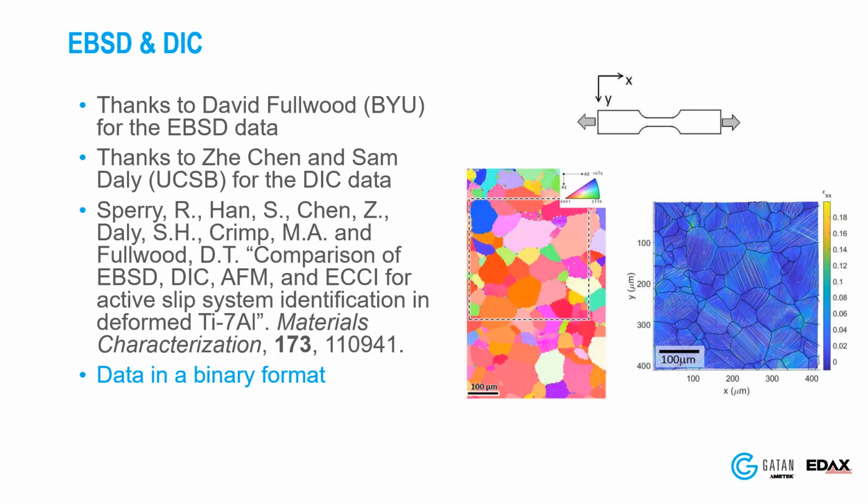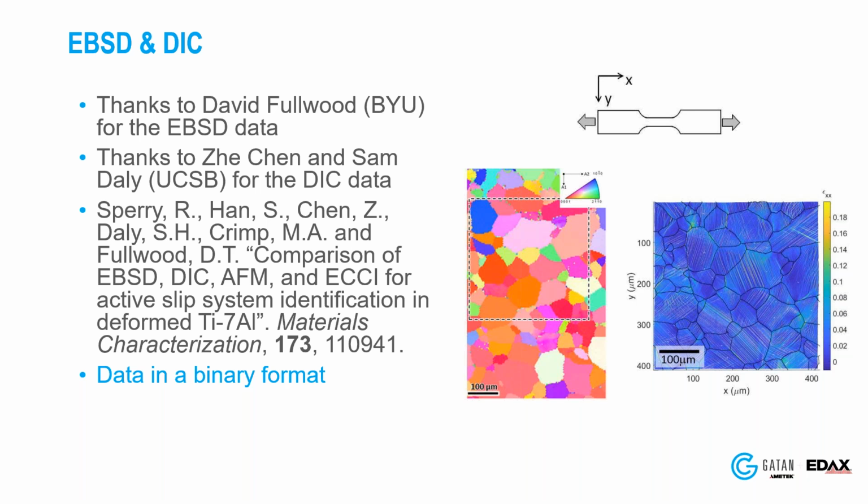So here's another set of results. This is digital image correlation, and I hope with each step on these, I show you a different way that the tools can do things. So some of the data, the EBSD data, comes from David Fullwood at Brigham Young University, and the DIC data comes from Zishan from Sam Daly's group at UC Santa Barbara. And there's the paper there if you want to get some more information on this. Some really beautiful images in that paper.